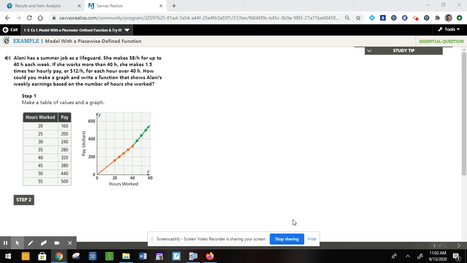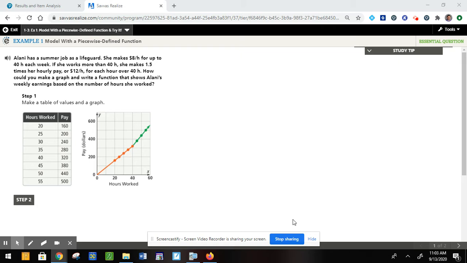So Alani has a summer job as a lifeguard. She makes $8 an hour the first 40 hours she works. If she works more than 40 hours, then she makes 1.5 times her regular hourly pay, which would be $12 an hour. But that's just for the hours over 40. It's not like once she gets to 40 hours, her rate is just $12 an hour for all the hours. The $12 an hour is just for the hours she works beyond the 40.